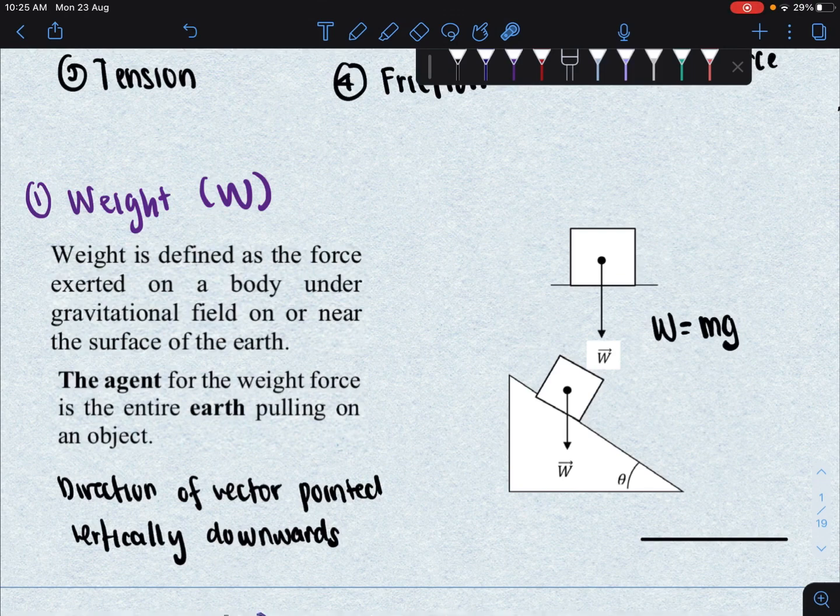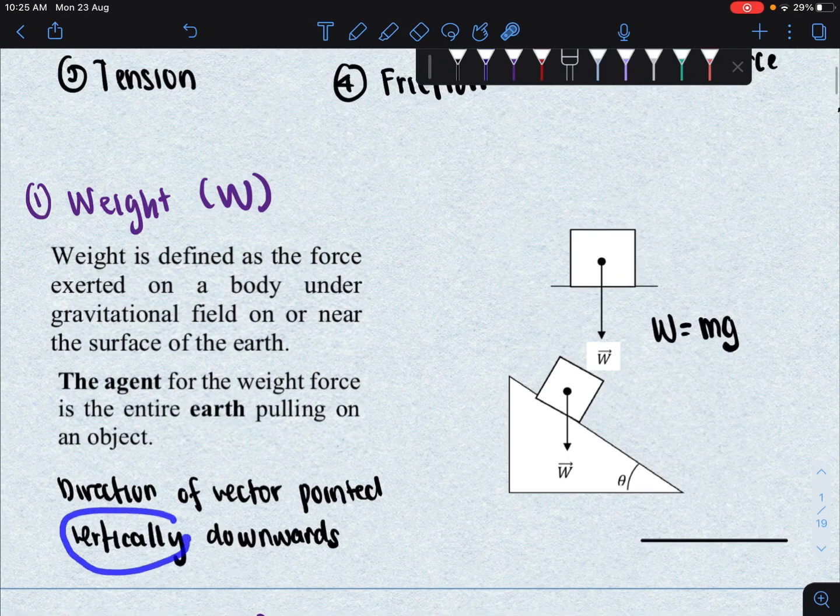Alright, the direction of the weight vector is always pointed vertically downwards. Okay, the direction is always vertically downward, meaning always pointing down, to the center of earth. So let's say we have a surface here. This we call a horizontal surface, a surface along the x-axis. This is your object here.